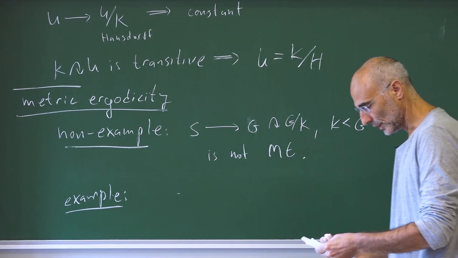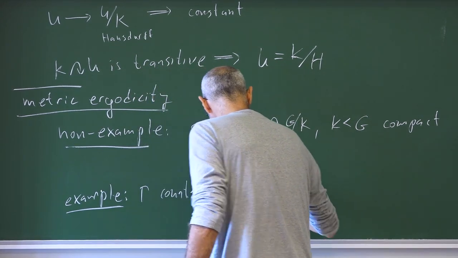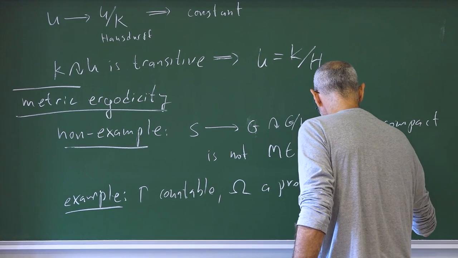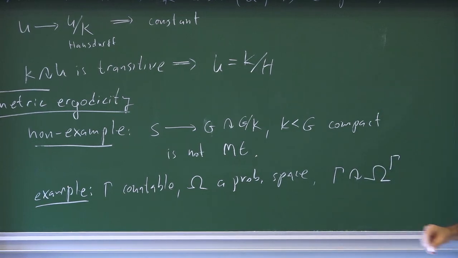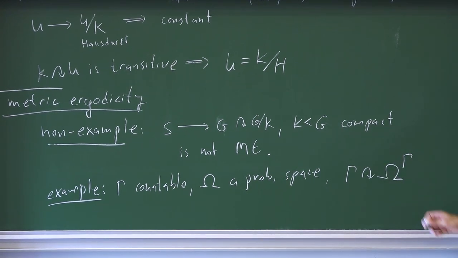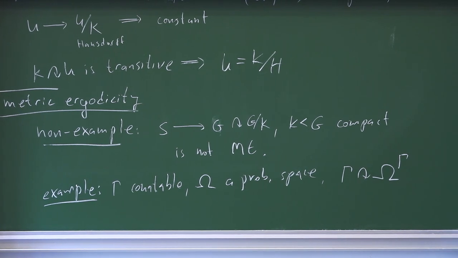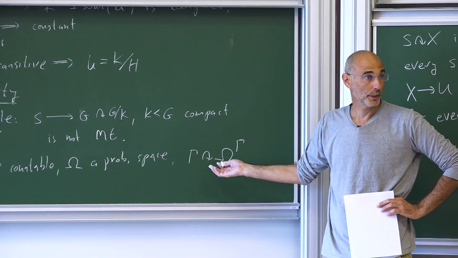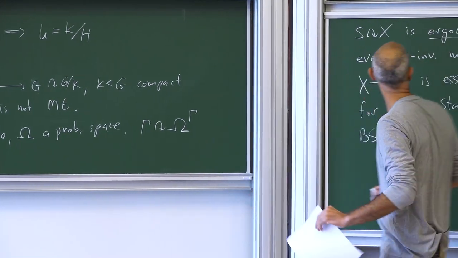A very classical example: now gamma is countable, omega is a probability space, and I take the action of gamma by shift on omega to the gamma. This is the classical Bernoulli action. This is a PMP action. I take the product measure on omega times omega times omega, with components indexed by the group gamma, and the action of gamma is by shifting the indices. It is well known to be an ergodic action. In fact, much more, it is a mixing action. In particular, I claim that it is weakly mixing.